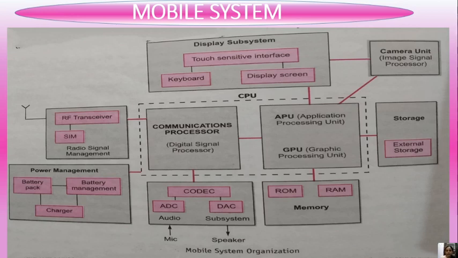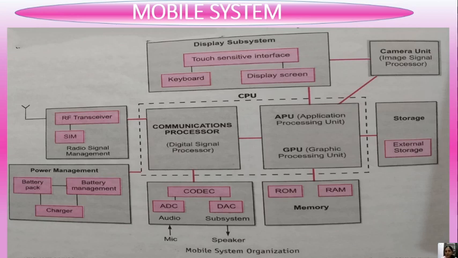You can attach external devices with your mobile. And at the bottom you can see codec, ADC, DAC. So this is related to mic and speaker. And there is one more thing, ROM and RAM. It is related to memory of your mobile system. So this is the mobile system organization. We will discuss about this central part, that CPU, in the next slide.